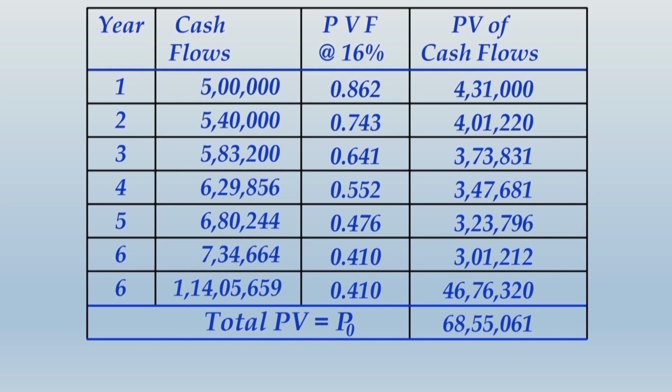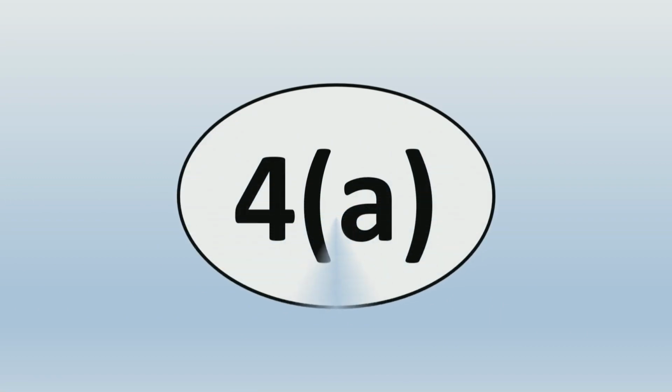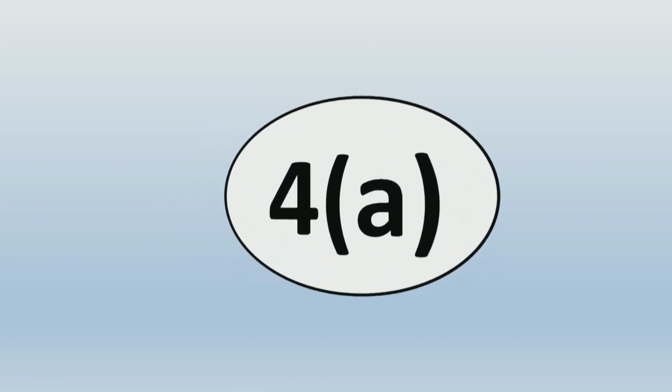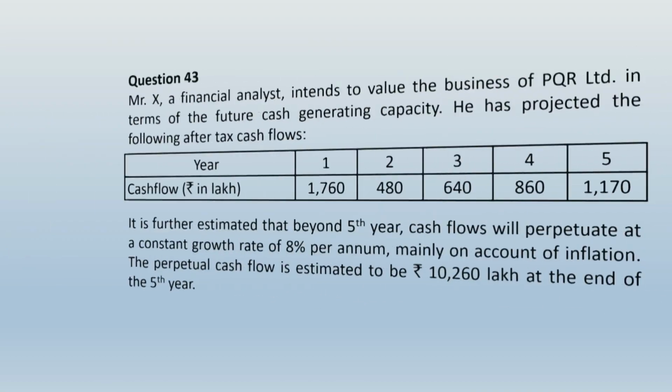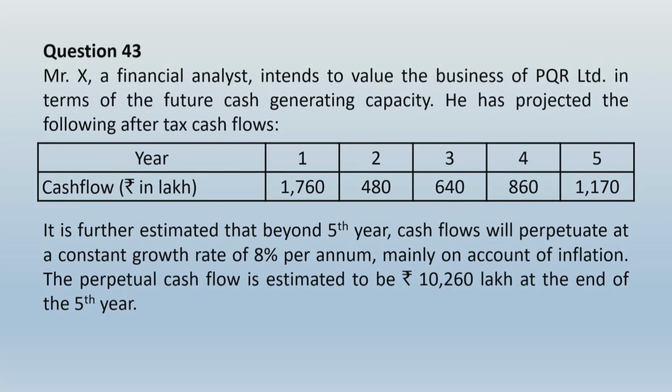Alright friends, once you have completed this entire solution, let us move ahead and take up the next one. That will be question number 4A. Now this particular question from the textbook, it is question number 43 of share valuation. Let us look into this. Mr. X, a financial analyst, intends to value the business of PQR Limited in terms of the future cash flow generating capacity. He has projected the following after tax cash flows.